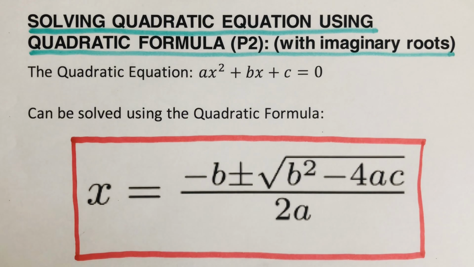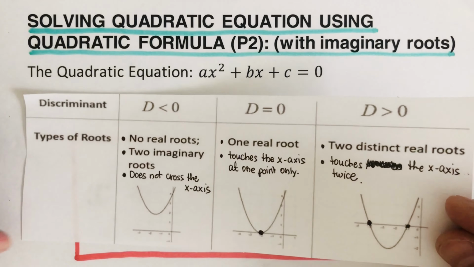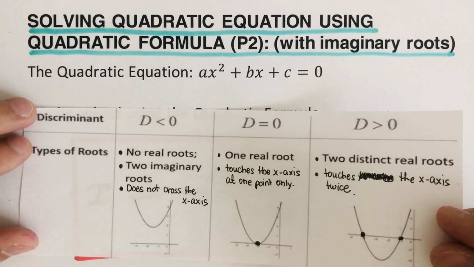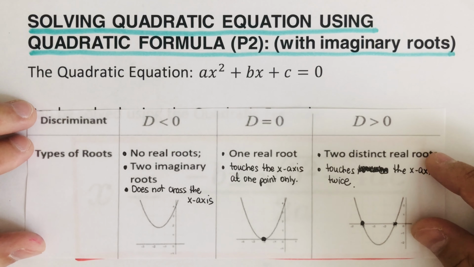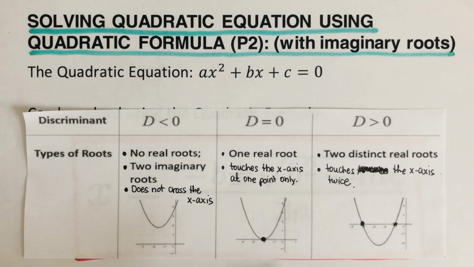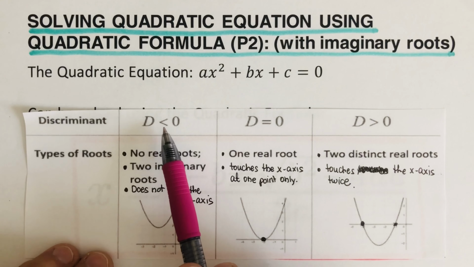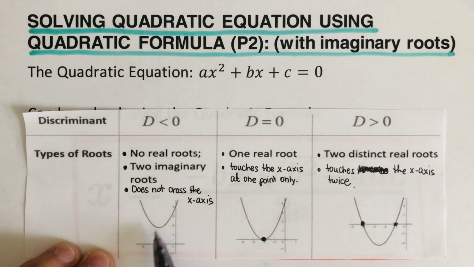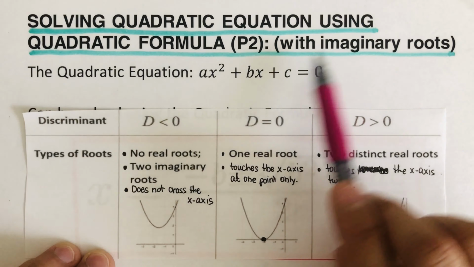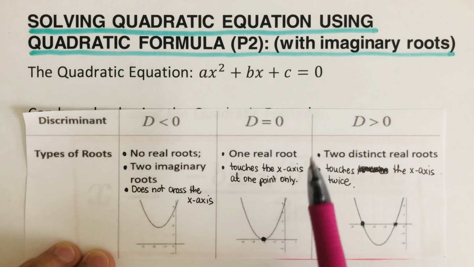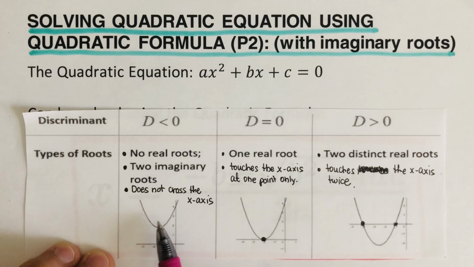Just to take you back to the different types of roots that a quadratic equation can have, these are the three cases. When the discriminant is less than 0, the parabola is located on top of the x-axis. It doesn't cross the x-axis. So the roots here are imaginary. In the problem that we're going to have in a little bit, it's this case right here, where the parabola does not cross the x-axis.